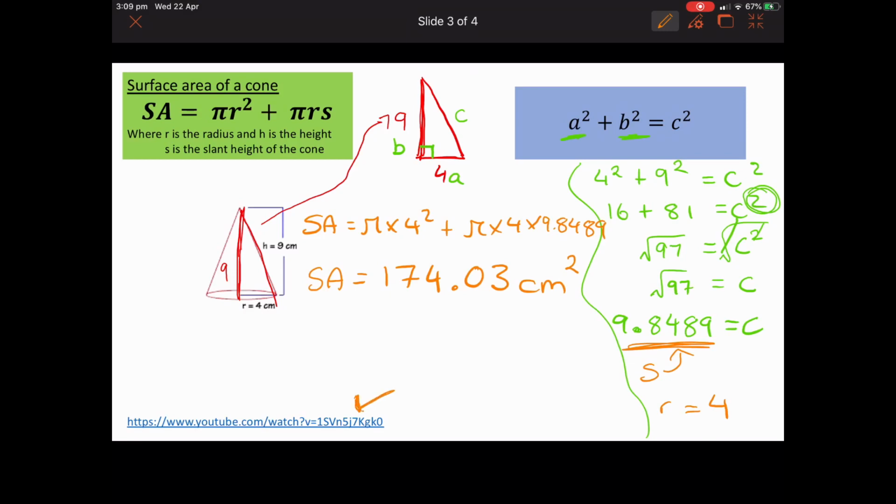This is a really good video for a composite solid that involves a cone and a sphere. And also it uses this Pythagoras' theorem. So if you need to, or if you'd like to go and look at that, you can.